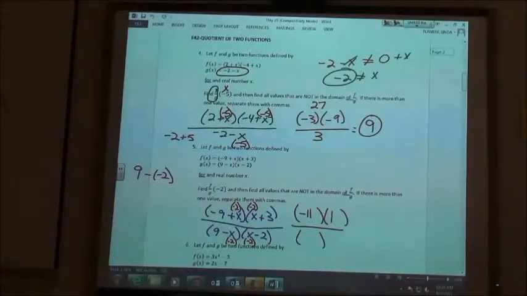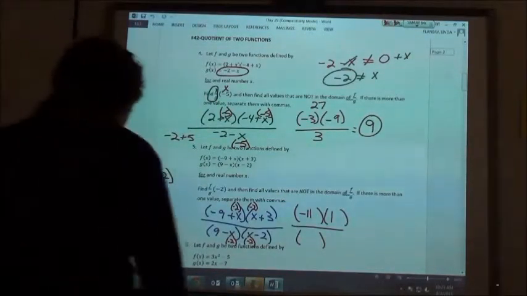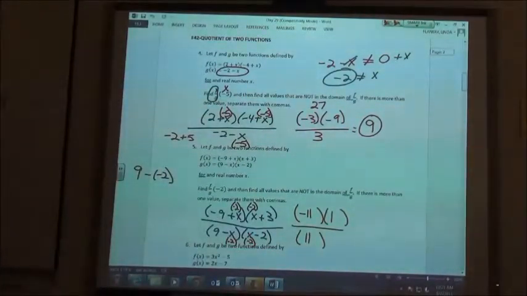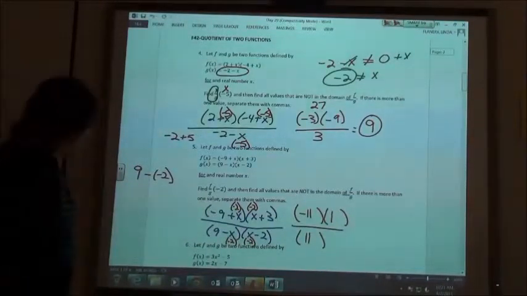Am I entering it wrong? 9 minus -2. There it is. Right? Minus a negative makes it a positive, so 9 plus 2 is 11. What was I saying? 7, I thought. Unless I heard you wrong. 11. Maybe I heard it wrong.